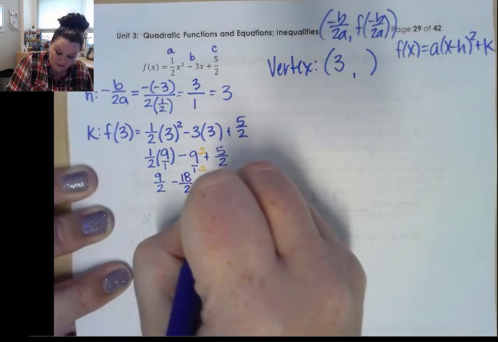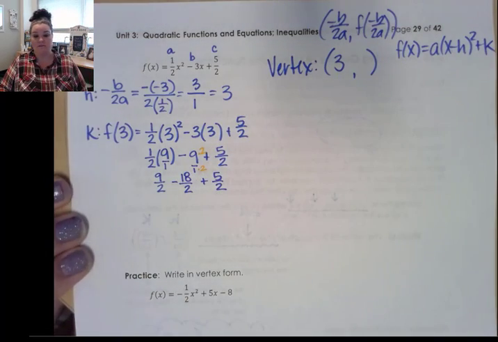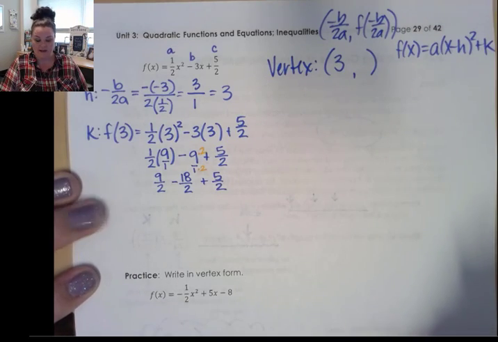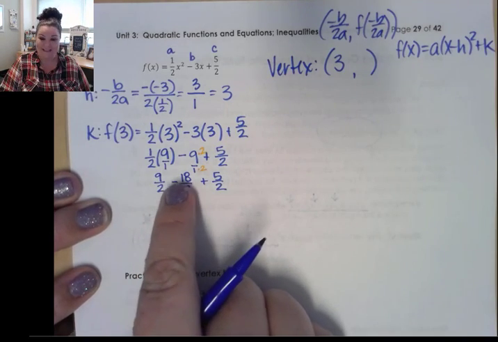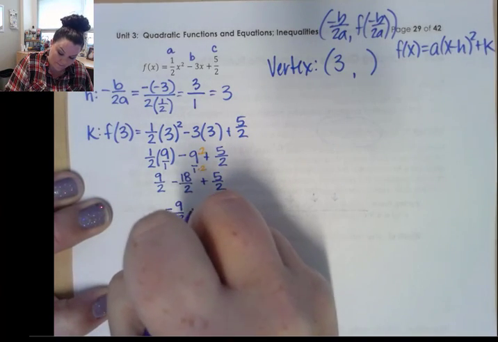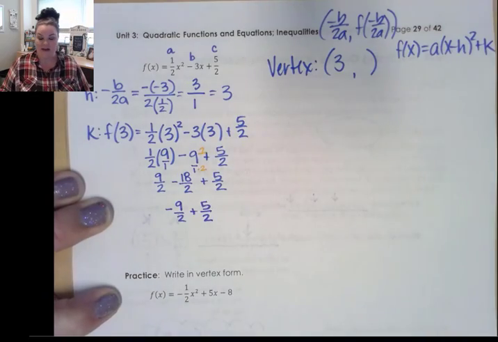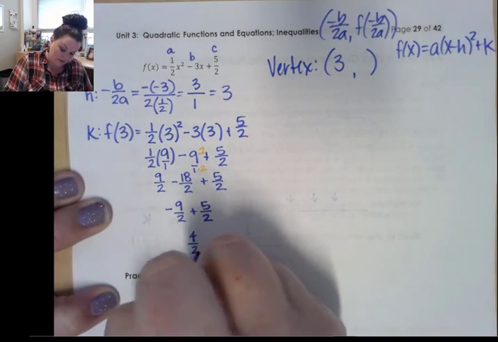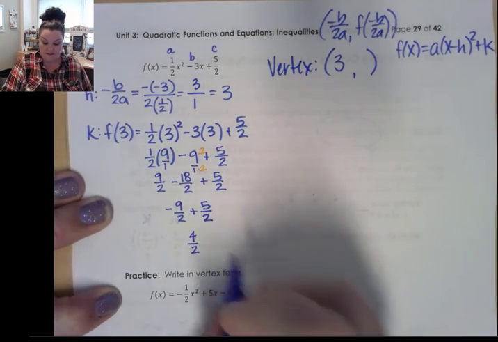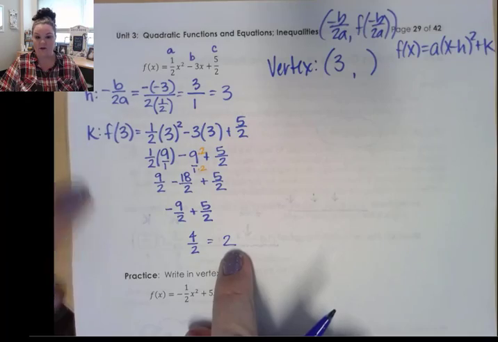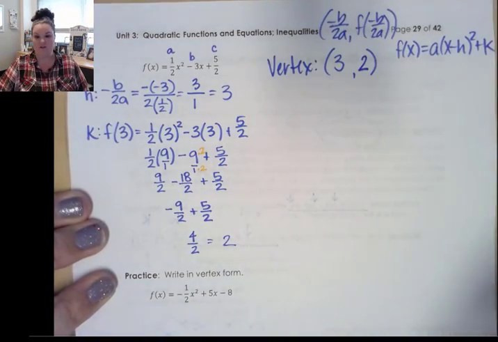And then my last term, 5/2, already has a denominator of 2. So now that they all have the same denominator, I can go ahead and combine. 9/2 minus 18/2 is negative 9/2, plus 5/2 leaves me with a positive 4/2. Right? And then 4/2 is just 2. So that means that the k value of my vertex is 2.